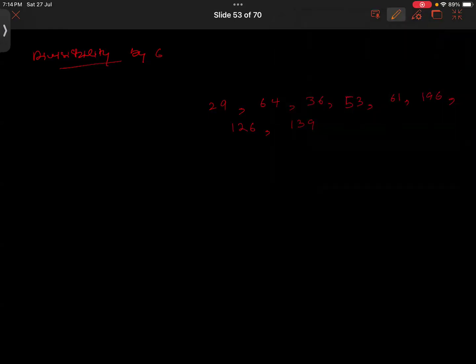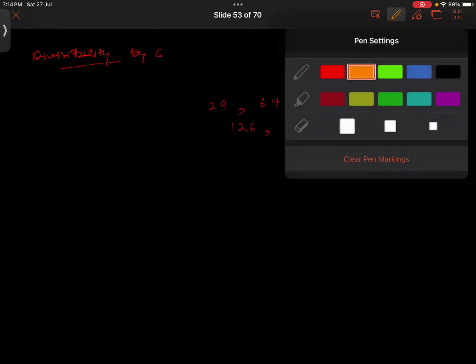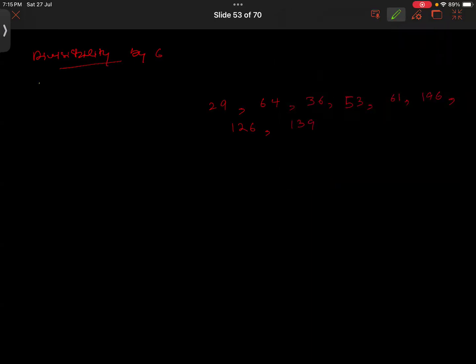For any number to be divisible by 6, it has to be divisible by both 2 and 3. What does the rule say? I'm writing down the definition. A number that is divisible by both 2 and 3 will also be divisible by 6. Both of you write this down also.